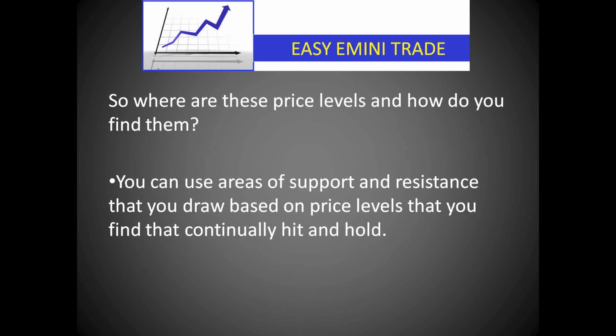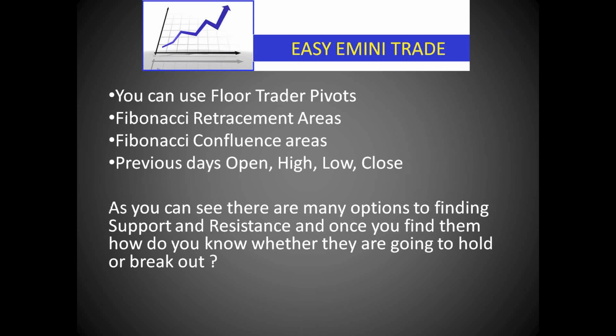The obvious question would be, where are these price levels that you're supposed to trade? How do you find them? There are many different ways to find support and resistance. You can draw your lines based on price levels that you find continually hit and hold. You can use floor trader pivots, Fibonacci retracement areas, Fibonacci confluence areas, previous day's high, low, close, on and on and on.